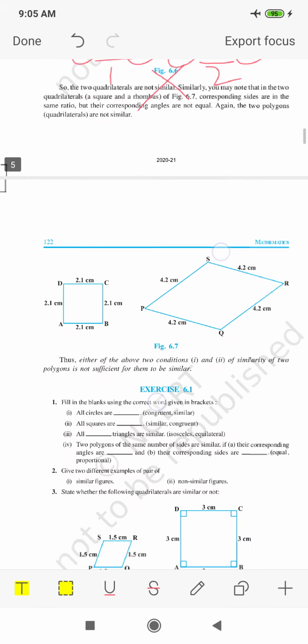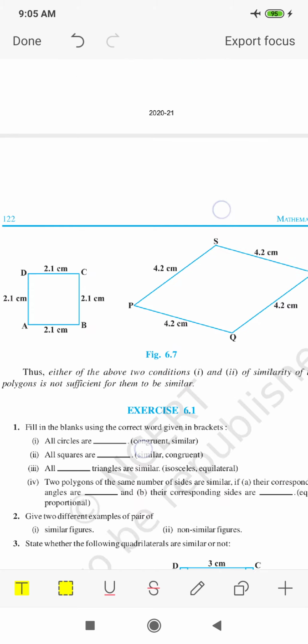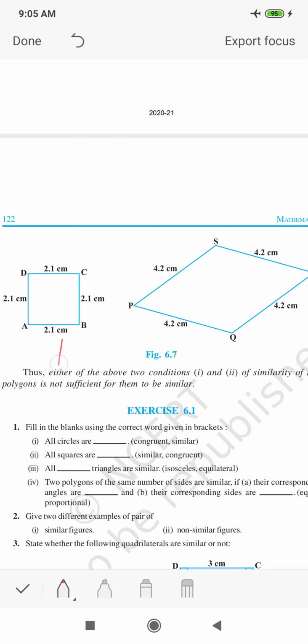See these two figures. Again, one more example we will see. This is the first one and this is the second one. Do they have the same shape?